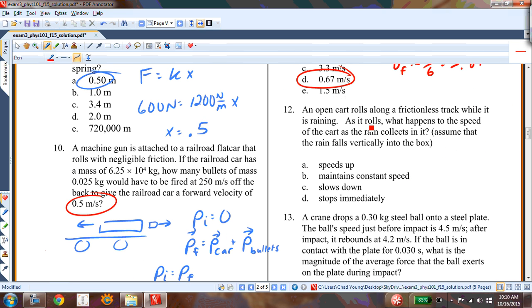An open cart rolls along a frictionless track while it is raining. As it rolls, what happens to the speed of the cart as the rain collects in it? It's going to slow down. Remember, P remains constant. So this is unchanging. So if M goes up, that means V goes down.